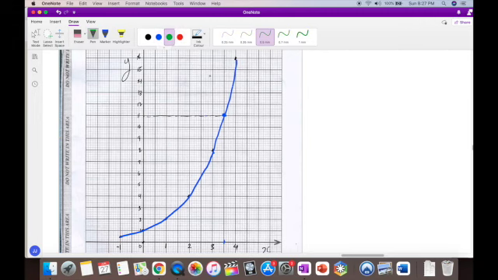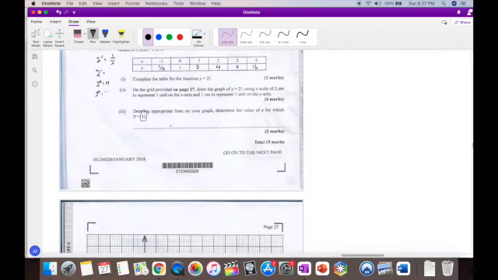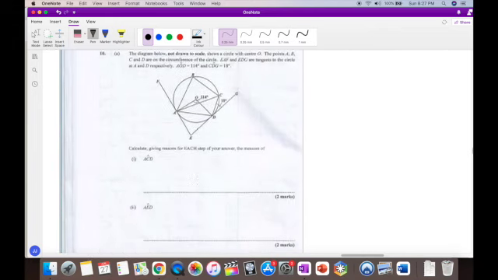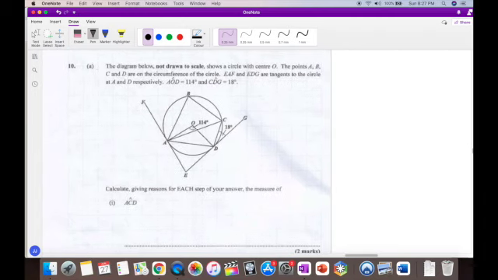They will have some margin of error here, but we could see here that this is about 3.5. So we could see here that x is approximately 3.5. So that was our quadratics question. Now let's take a look at the circle theory question.